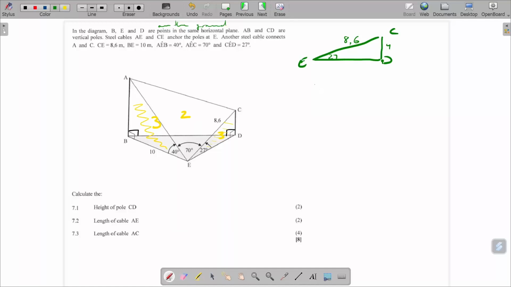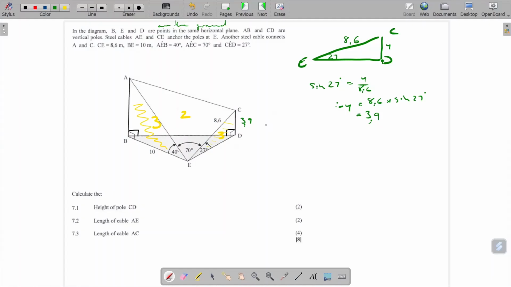So we know that sine of 27 equals Y over 8.6. Therefore, Y equals 8.6 times sine of 27. I'm getting an answer of 3.904, so let's leave it at 3.9. So CD is 3.9. Now, not only have I marked it in my sum, but I've also got to put it on the diagram to help me see things better.